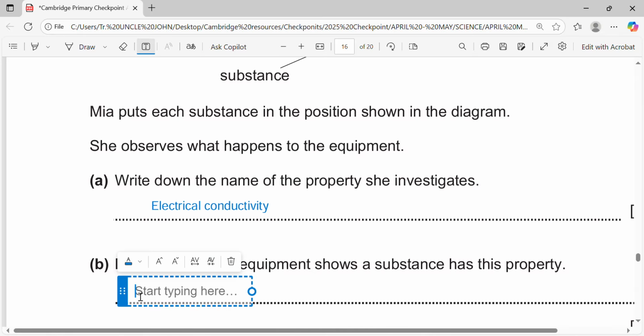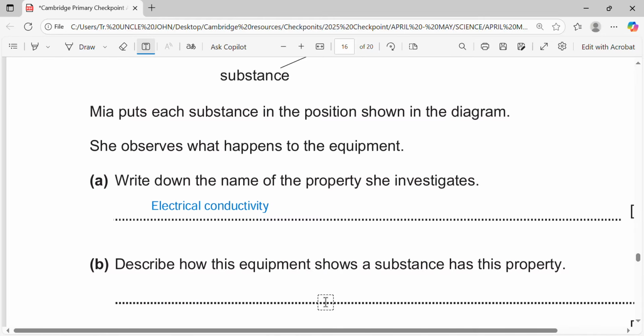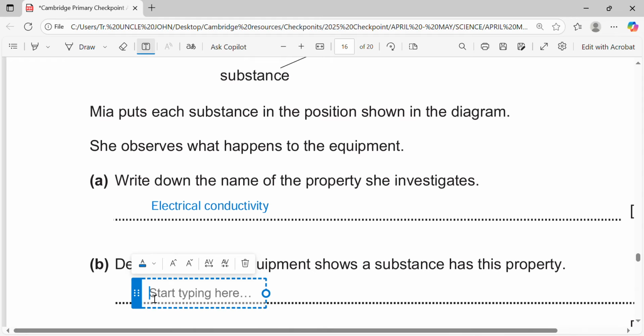B. Describe how this equipment shows that a substance has this property. You can say the lamp lights.